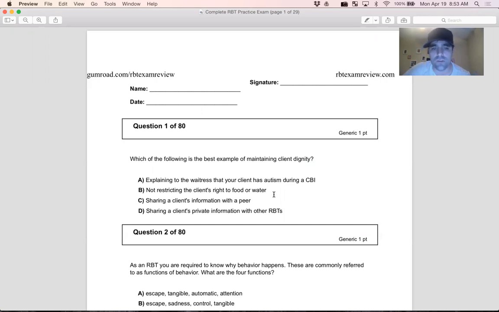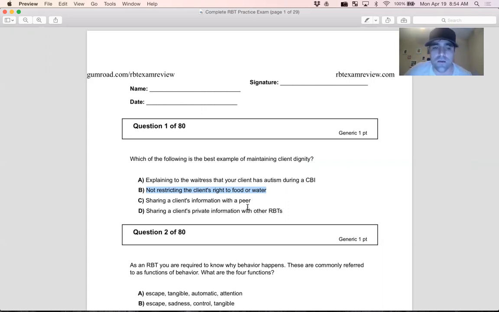B, not restricting the client's right to food or water. Yes, right? They have a basic right and a basic need to food or water. Okay. So you're not allowed to restrict that right. Okay. Now, there are some interventions that call for restricting dessert or snacks or specific foods. That's different. You can't just restrict all access to food and water from your client.